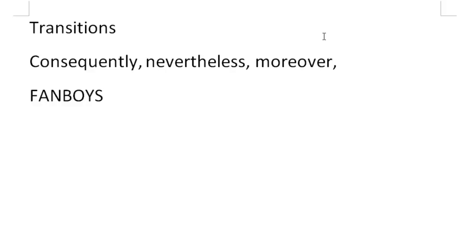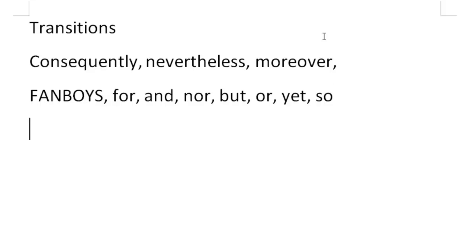But you have words like consequently, nevertheless, moreover, and these are all adverbial conjunctions, as opposed to fanboys. You could also use fanboys as conjunctions. Fanboys is an acronym for words you use to combine two sentences, and they're known, in technical jargon again, as coordinate conjunctions. These letters stand for for, and, nor, but, or, yet, so. And you could combine sentences this way.